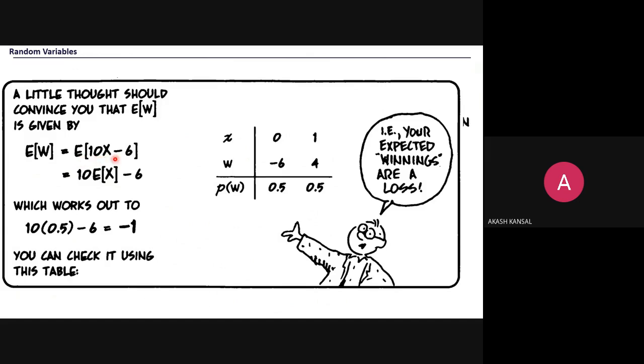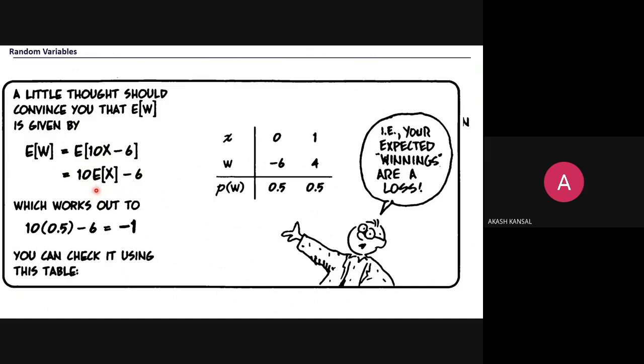This expectation would be linearly applied to them. So it will be expectation of 10X minus expectation of 6. Expectation of 6 is going to be a fixed number, because 6 is fixed, right? It does not have a random variable. So it would give 6. And for expectation of 10X, you can take 10 outside the brackets, and you will get 10 E[X] minus 6. So expectation of W will be 10 E[X] minus 6.